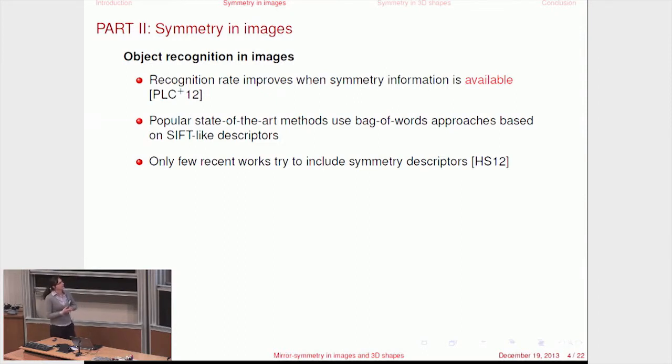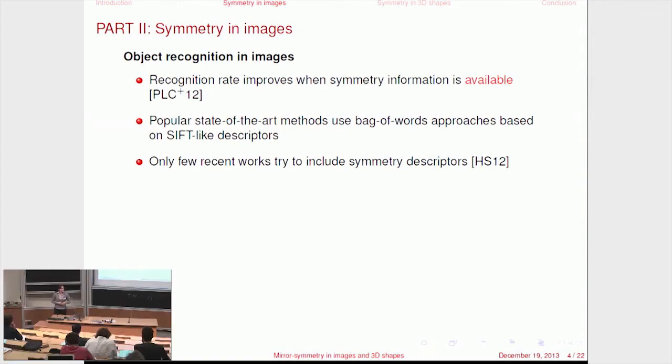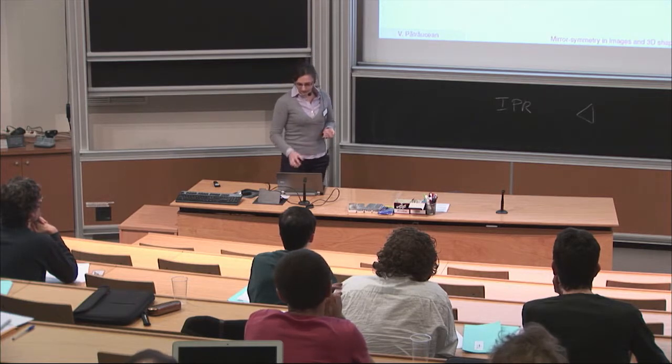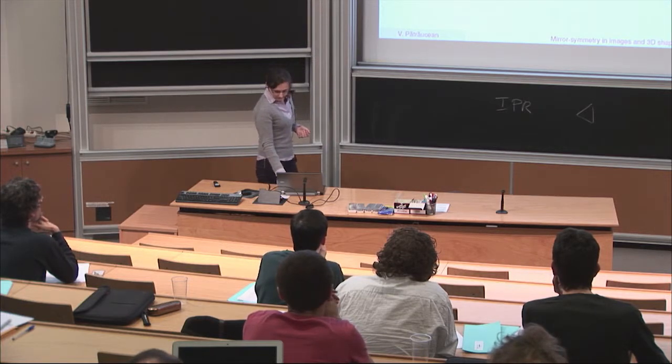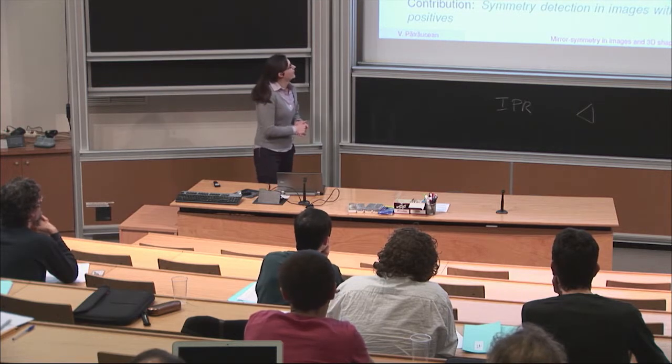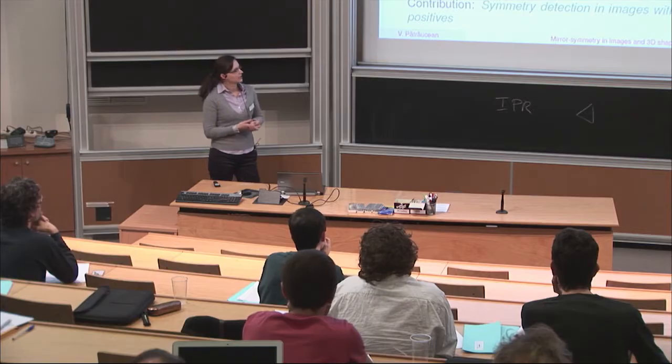But if we look at state-of-the-art methods for object recognition in images, they are mostly based on bag-of-words approaches, like the one that Thomas presented the other day, which use SIFT-like descriptors that encode appearance information, but there is no clue of symmetry. And there are very few recent works that try to include the symmetry information. So why is that? Since it's useful, why don't we use the symmetry information? Well, because symmetry detection in images actually is a difficult task.